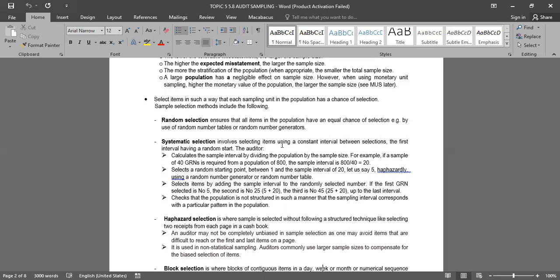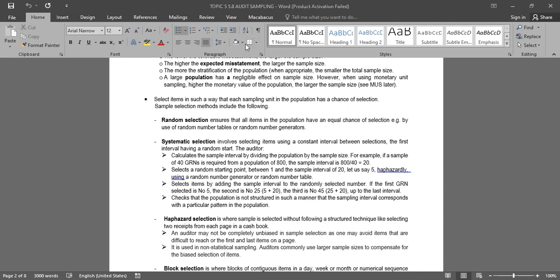Now, when you choose the third person, for you to choose the next person that is supposed to make up the sample, you add that interval. So it will be 3, and when you add 4, it will be 7. So you choose the 7th, then you add 4, you choose the 11th, you add 4, you choose the 15th, you add 4, you choose the 19th. Those will make the 5 guys in the sample.